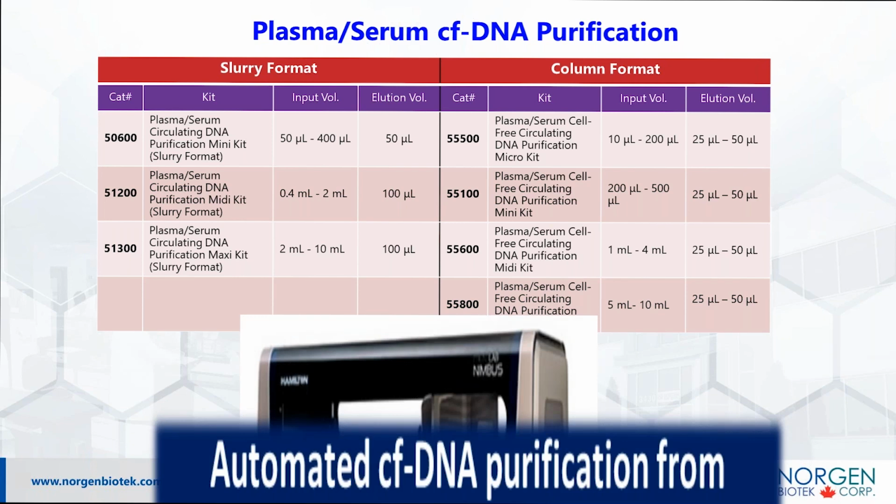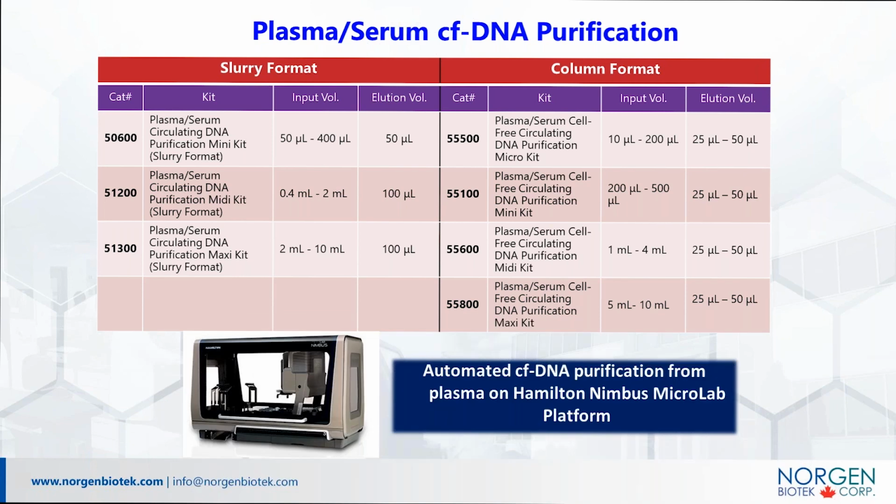Also, the cell-free DNA purification is now automated on the Hamilton Nimbus Microlab platform. It's going to be soon on our web page, and you can purify your DNA along with the concentration steps on this machine, 24 samples at a time, and you can purify your DNA from as low as 200 microliters up to 5 ml, and there are options for going even higher volumes.